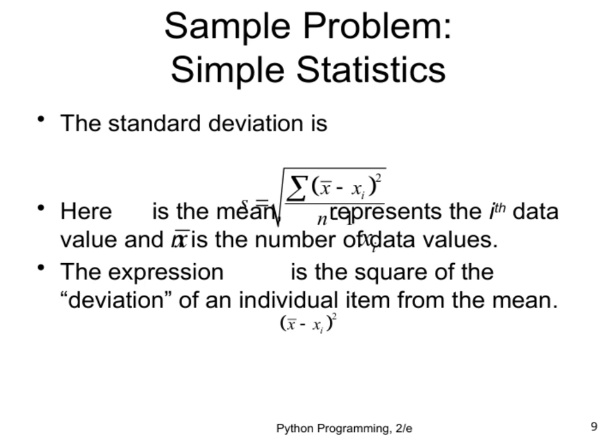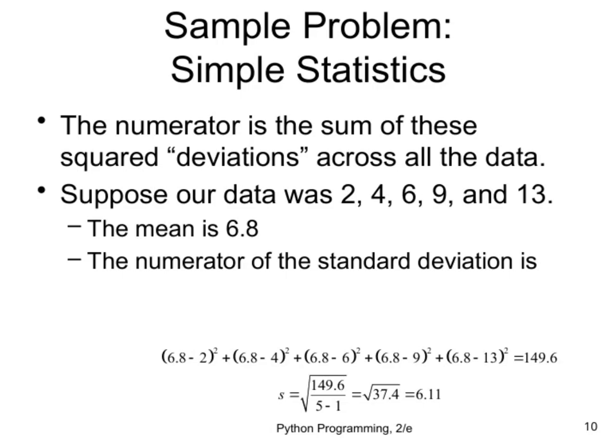For example, a smaller standard deviation indicates that data points are clustered closely around the mean, while a larger one suggests more variability. In our upcoming example, we'll see how these ideas come together in a simple statistical problem, and how we can apply Python programming to calculate these measures efficiently. The numerator is the sum of these squared deviations across all the data points.